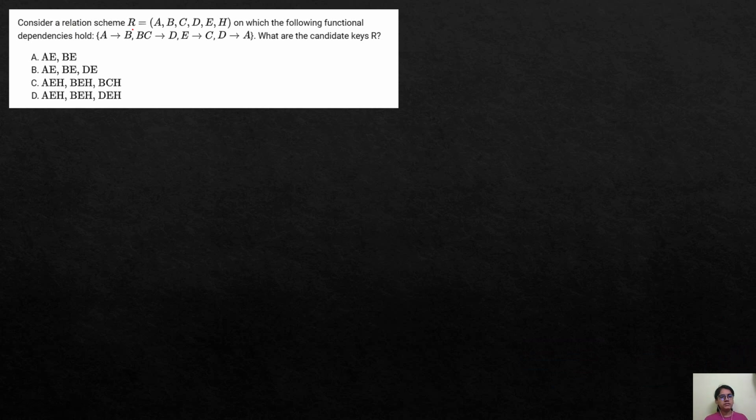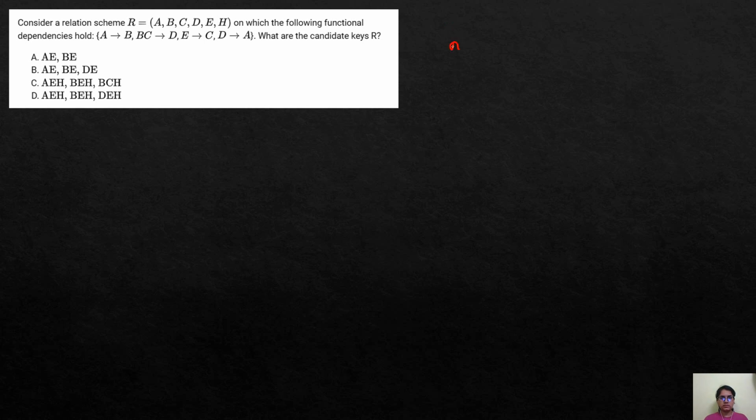Consider a relation schema R with attributes A, B, C, D, E, H, on which the following functional dependencies hold. What is the candidate key of R? This relation, what is the candidate key? Okay, so what are the dependencies given?